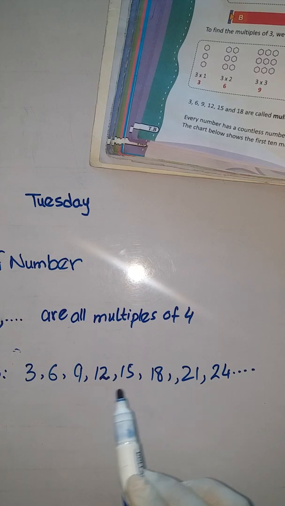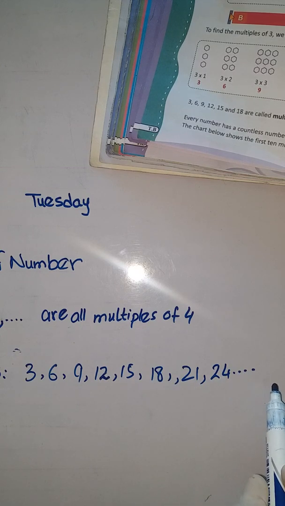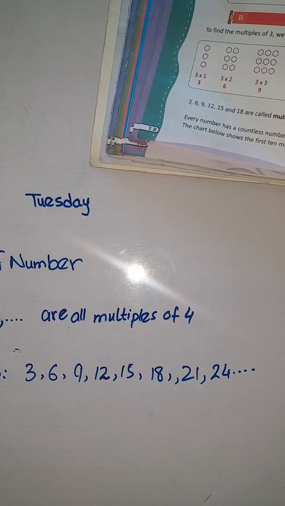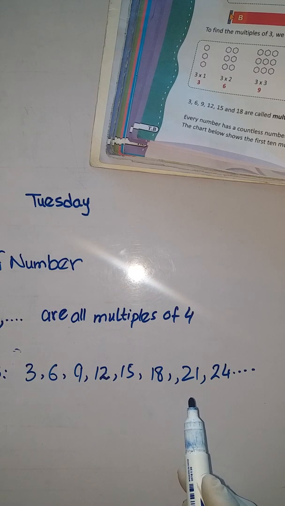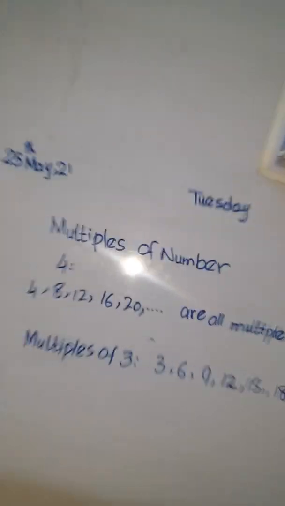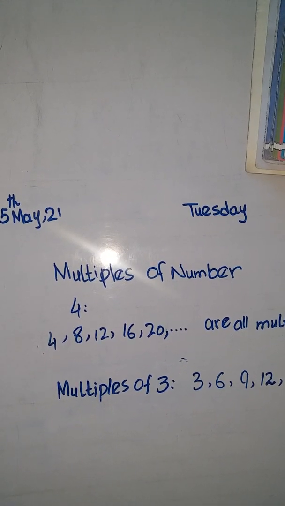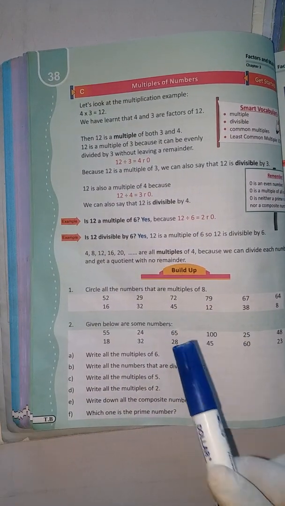If you keep adding 3 to the next number you can write the multiples of 3, or by counting the table of 3 you can write the multiples of 3. So in this way we can find the multiples of any number. This is the procedure. Grade 5, I have told you how to find the multiples of a number. Now you have to open page number 38.